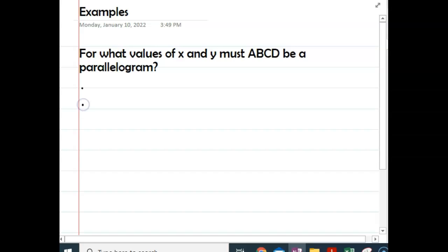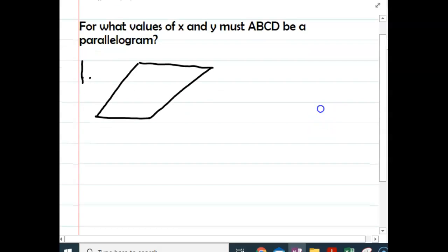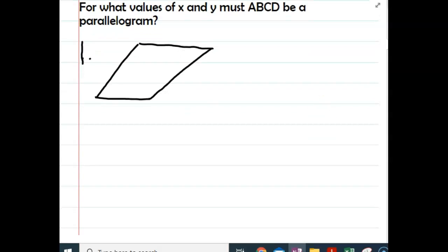Alright, so, like I mentioned before, today we're not starting with the parallelogram, we're starting with the quadrilateral, and we're trying to say, okay, if it was a parallelogram, this would have to be true. So, we are finding the values of x and y, so let's draw a parallelogram. That was not a very good parallelogram, but that's okay. Okay, and then we're going to actually draw the diagonals of this parallelogram.